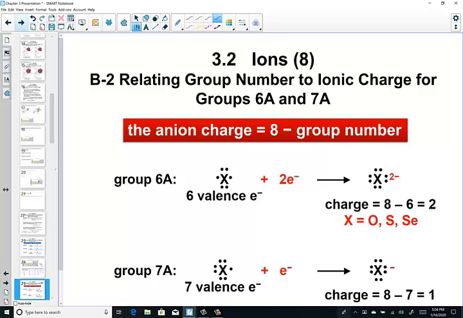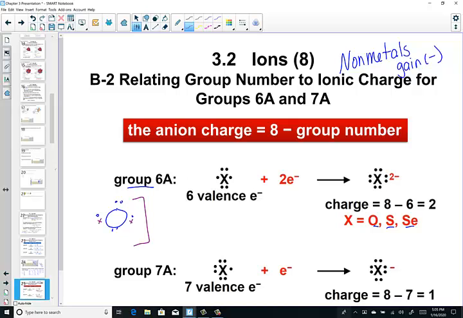Now let's talk about the nonmetals. And we understand nonmetals gain. Metals lose, making positive. Nonmetals gain, making negative ions. We said that any element in group 6A, this would be oxygen, sulfur, selenium, they have 6 valence electrons. How many would they like to take in to get to 8? You can see 2 empty spots.